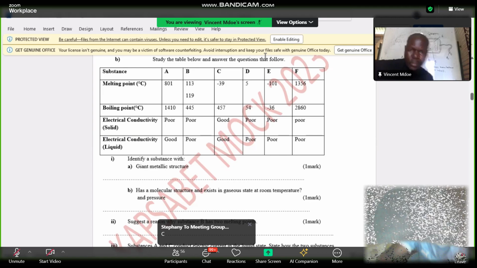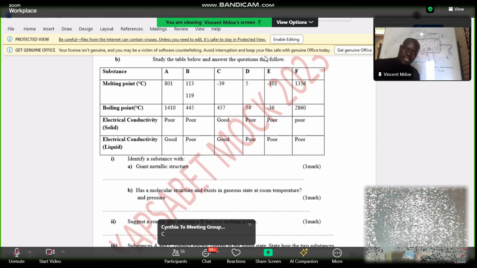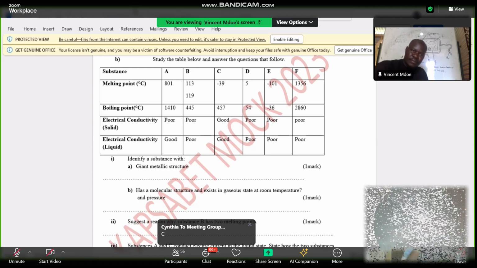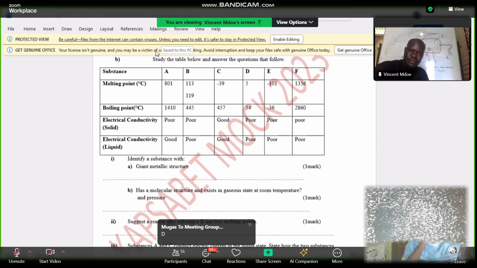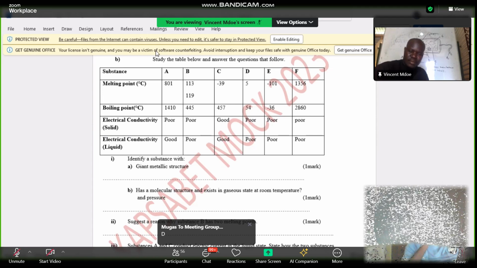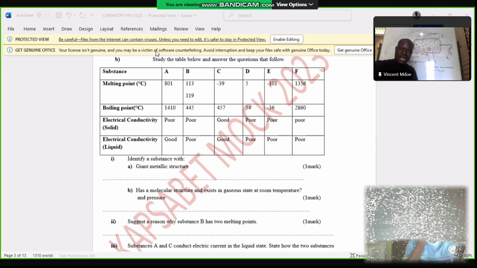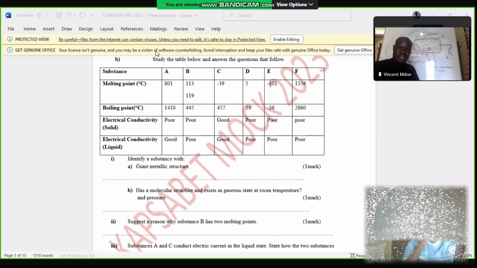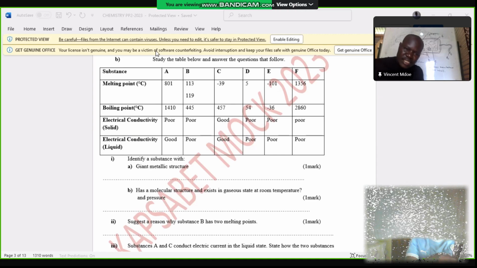So for those who are saying E is not correct, I'm saying for liquid at room temperature. E is not right. E is a gas at room temperature. We have agreed that E exists in gaseous form at room temperature.